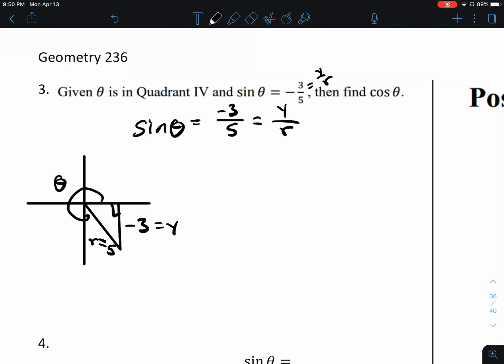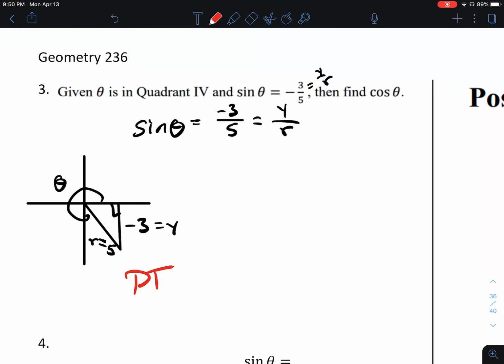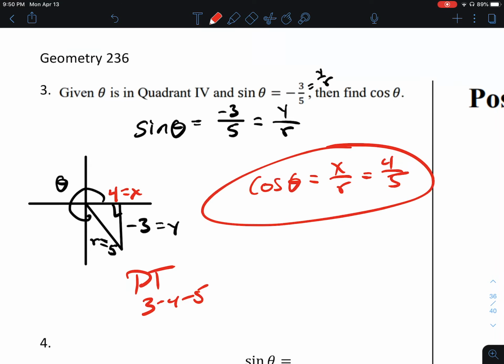You could use the Pythagorean Theorem, or if you recognize this is a Pythagorean triple, this is a 3, 4, 5. So the x value is 4. So what is cosine of theta? It is x over r, so it's 4 over 5, it's 4/5.